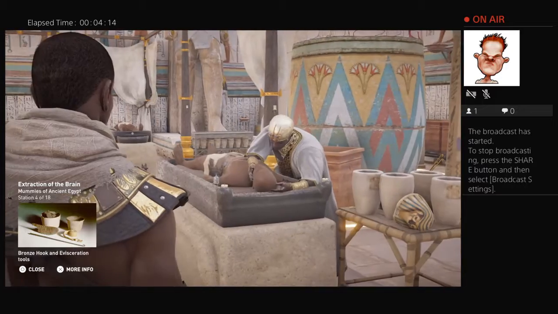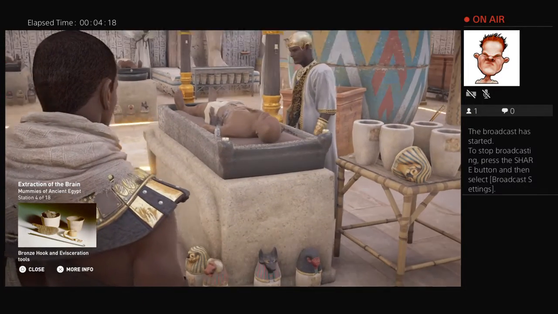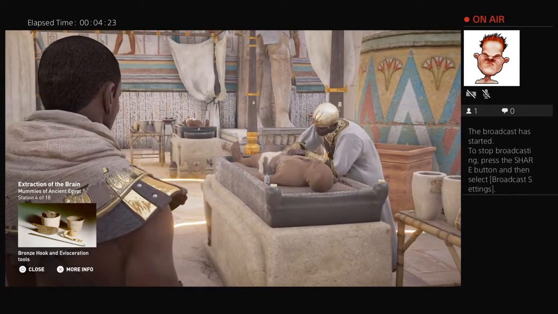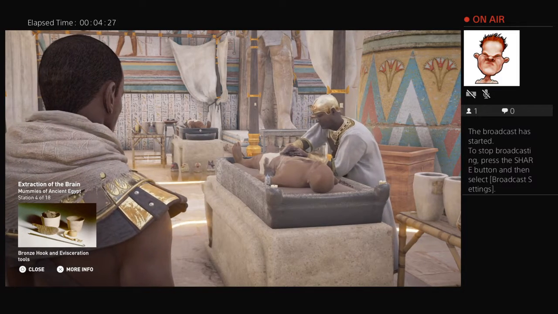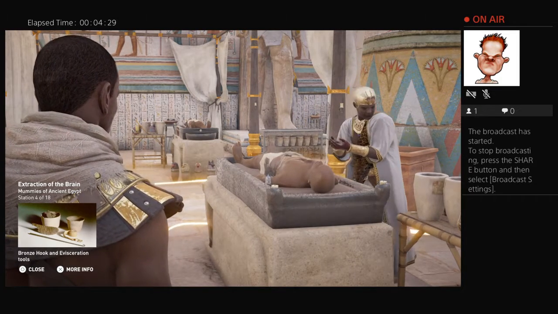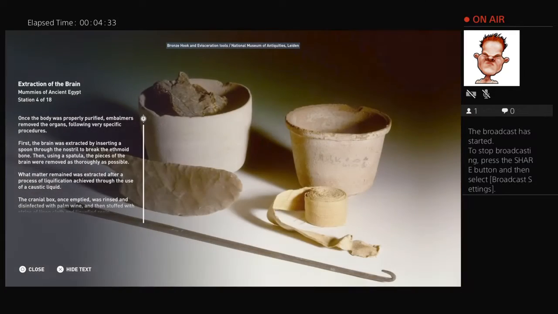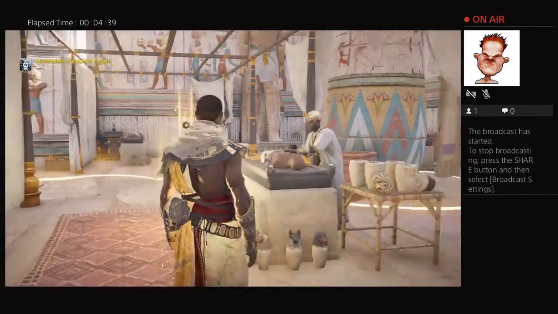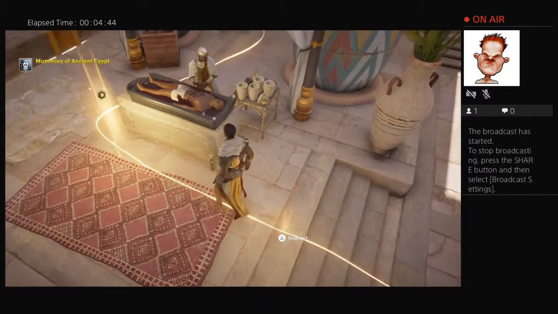Once the body was properly purified, embalmers removed the organs, following very specific procedures. First, the brain was extracted by inserting a spoon through the nostril to break the ethmoid bone. Then, using a spatula, the pieces of the brain were removed as thoroughly as possible. What matter remained was extracted after a process of liquefaction, achieved through the use of a caustic liquid. The cranial box, once emptied, was rinsed and disinfected with palm wine.